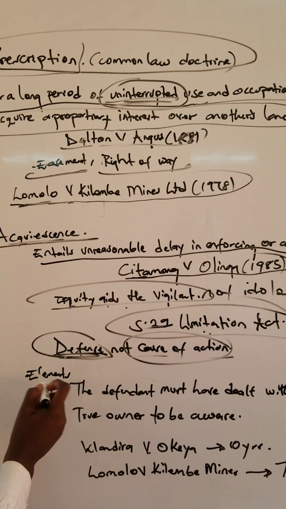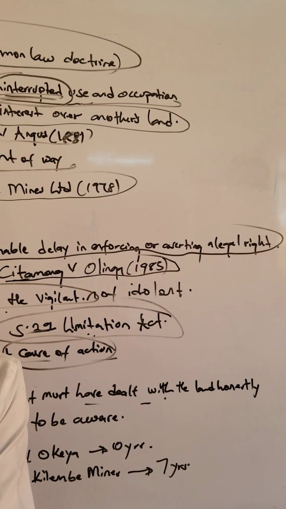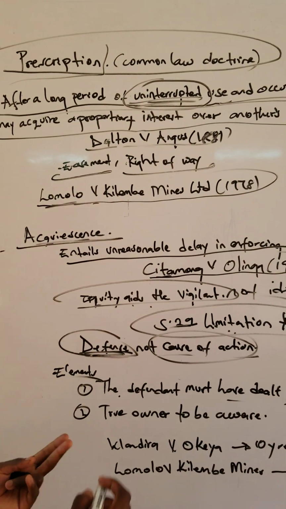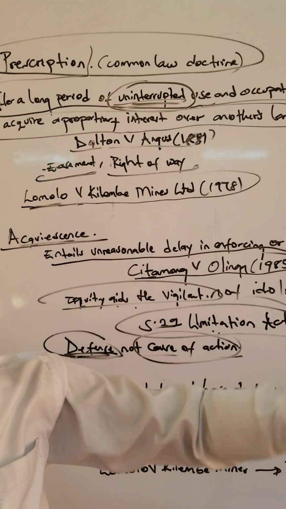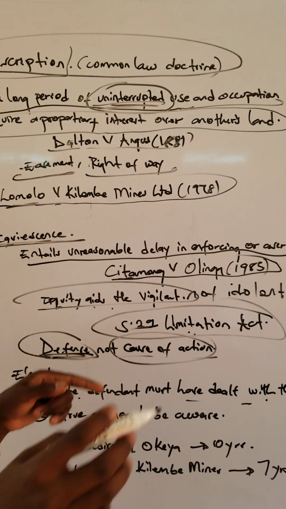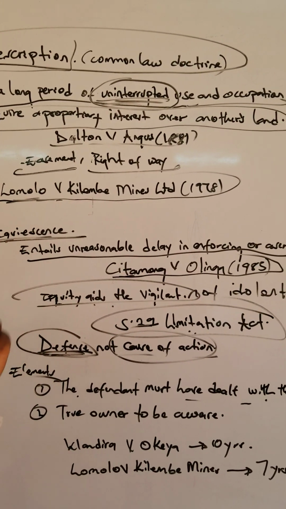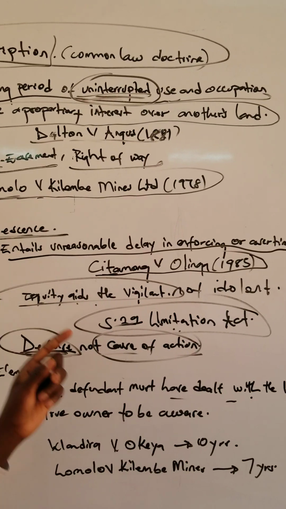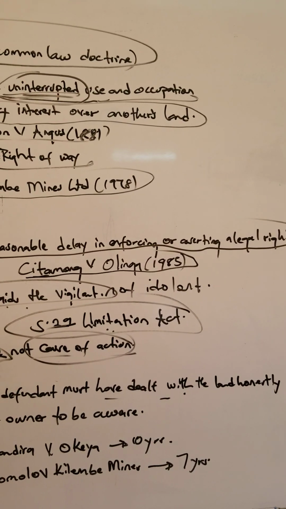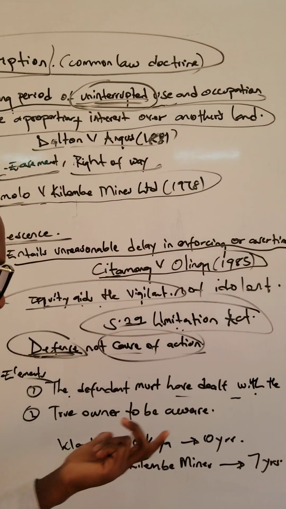And we have two elements under acquiescence. The first one, the defendant must have dealt with the land honestly, in the belief that it is his or hers. Secondly, the true owner must be aware that the intruder is on the land, but doesn't take reasonable measures to evict him from that particular land. Those are the two elements under acquiescence. First, the defendant dealt with the land honestly, thinking that it is his or hers. Secondly, the owner knew, but he didn't take any possible measures.